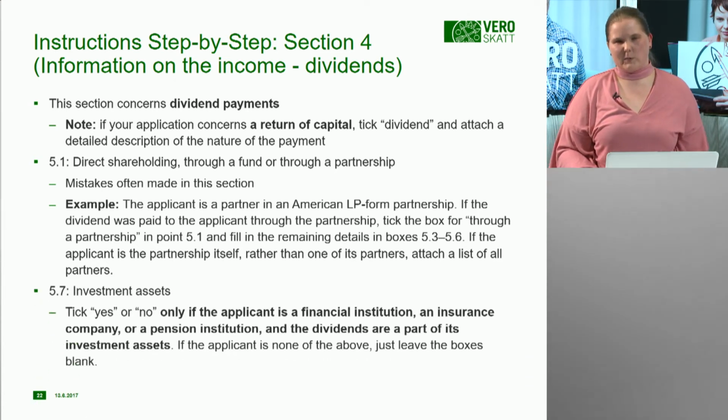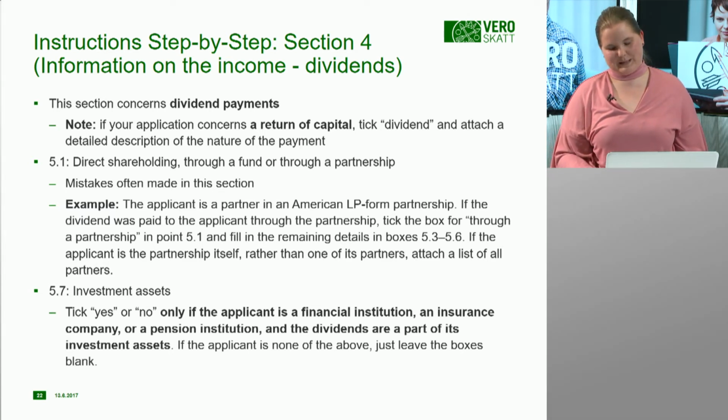We've also had some confusion with point 5.7, the investment assets, and please note that this question only refers to applicants that are financial institutions, insurance companies, or pension institutions. And if these dividends are part of its investment asset. If you are none of the above, just leave the boxes blank.